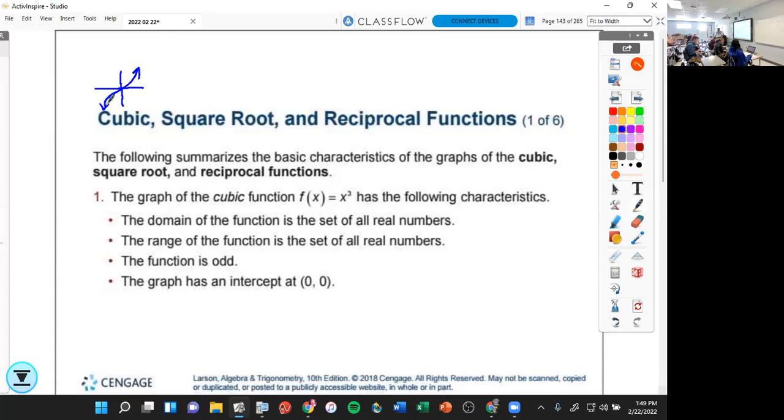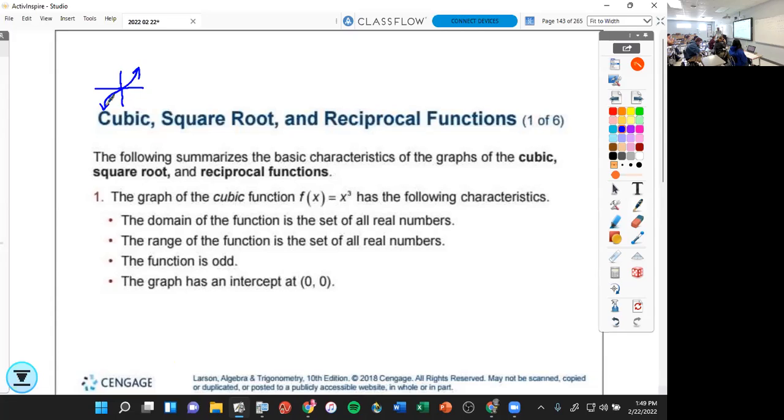What's that mean? It is symmetrical. Odd is symmetrical. What is symmetrical? Okay. Now, it is not symmetric about a line. You can't fold it in half. It's symmetric about a point. It's symmetric about the origin.